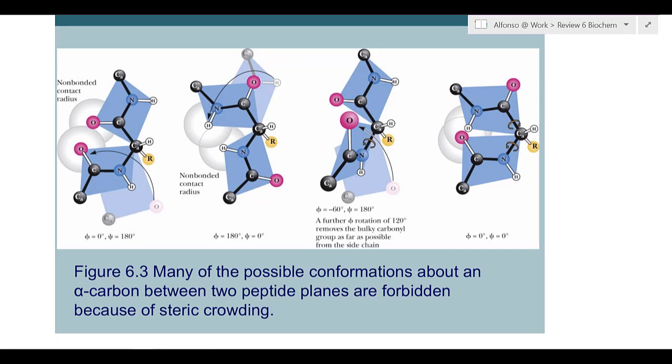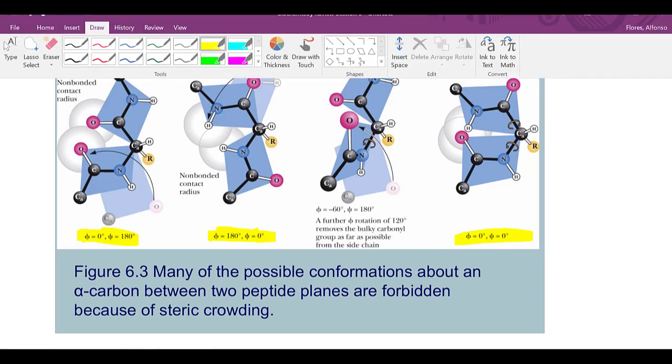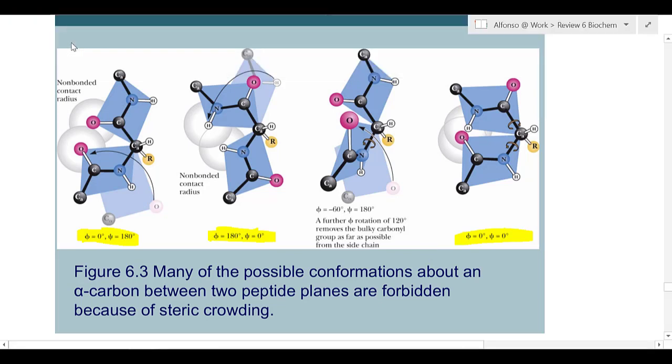But here's something that's really important that you should pay very special attention to: a phi angle of 0 degrees and a psi angle of 180 is not allowed. The 180 and 0 degrees for phi and psi are not allowed. And 0 degrees and 0 degrees are not allowed. Why? Because they get in their own way. There's a more scientific term for it. I think it's called steric crowding.